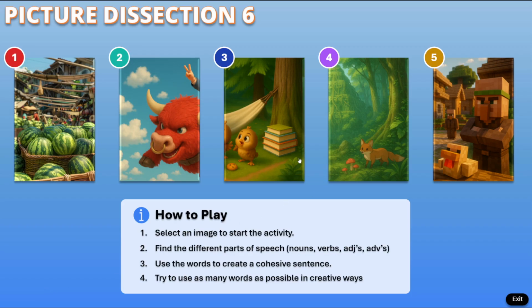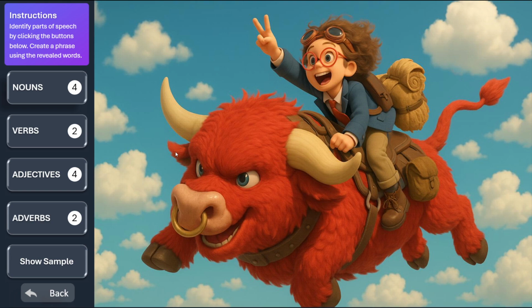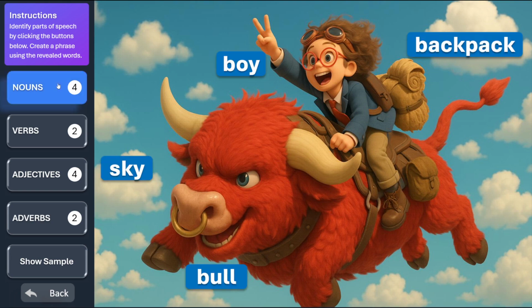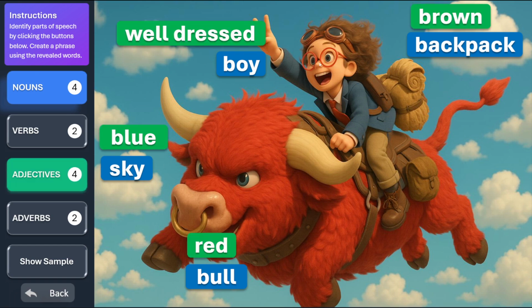We can switch over to another image. So in this one, we see a boy, a backpack, the sky, and a bull. And now let's try to describe those. So what type of boy is that? Or what type of backpack? I could say, well, it's a well-dressed boy. Yeah, he's wearing a tie and a jacket. And it's a brown backpack. A blue sky. It's a red bull. But these are just examples. You can say it's a large bull or a beautiful sky.